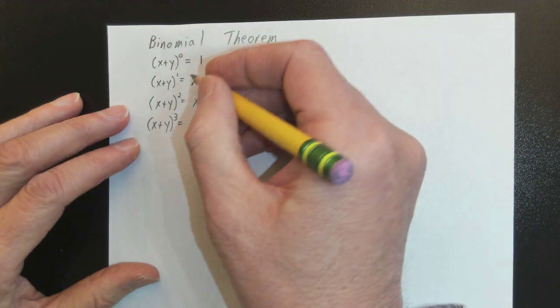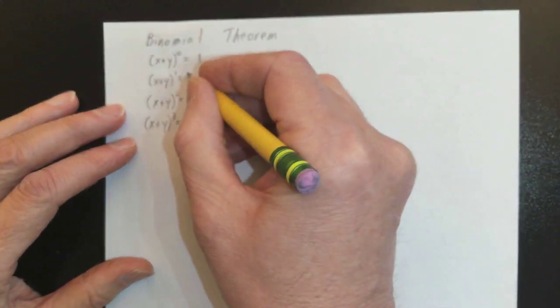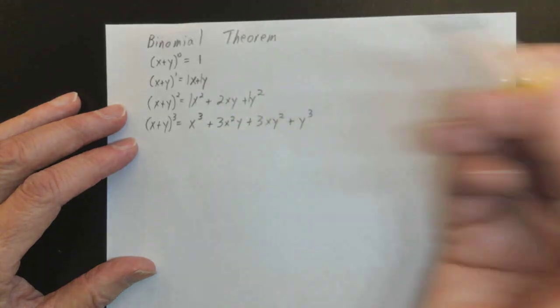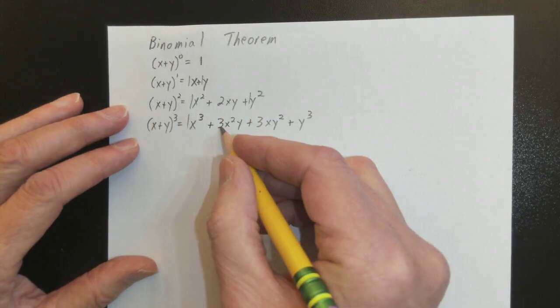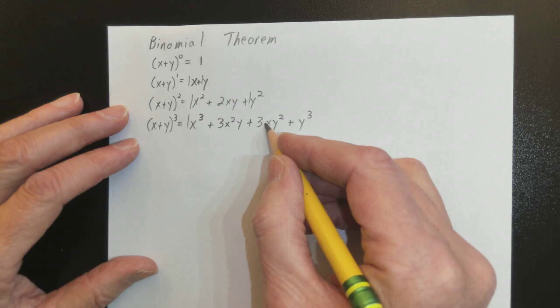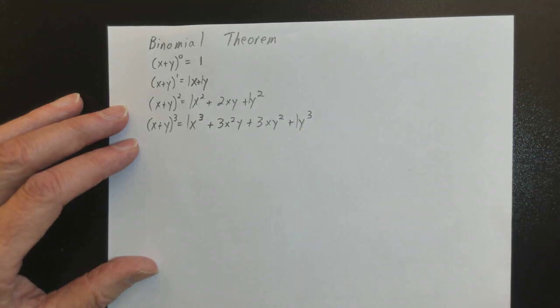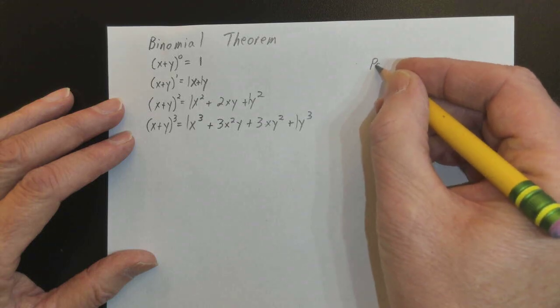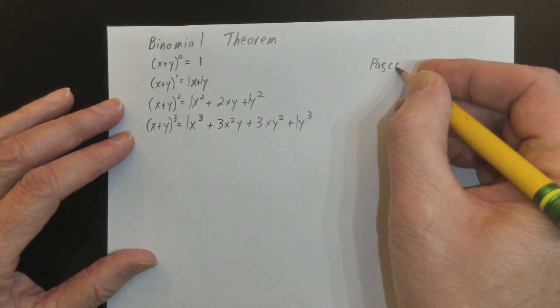And you see the 1 here, right? This is 1x plus 1y. This is 1x squared plus 2xy plus 1y squared. 1x cubed plus 3x squared y plus 3xy squared plus 1y cubed. Okay, over here, let's make a thing. Have you heard of Pascal's triangle?